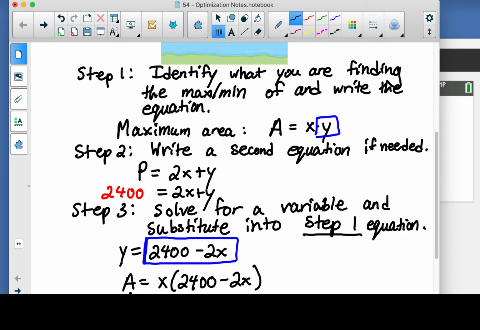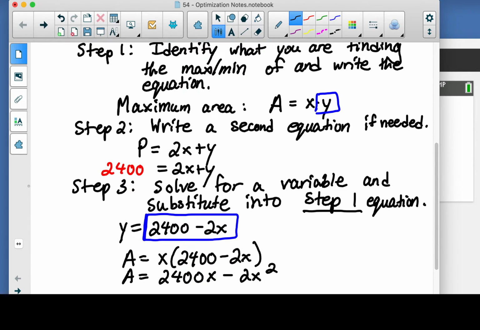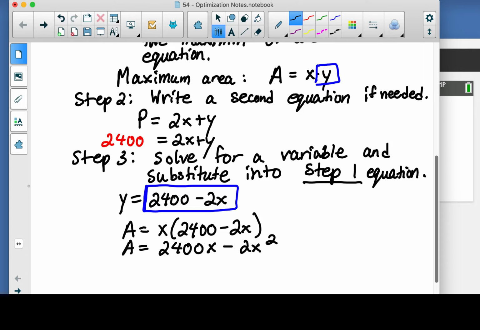We just want to simplify that a little bit. We get area is equal to, and I guess it doesn't really matter if we put it in descending order or not. I'm going to keep it as is. It would matter if we were solving it with a quadratic, but since we're going to be doing derivatives, you can keep it in this order or put it in descending. Either way, it doesn't matter. So this is the area equation now.